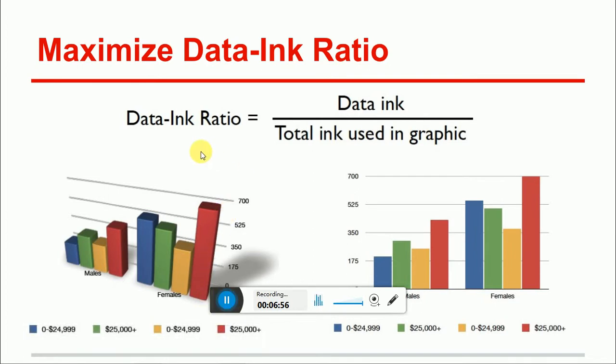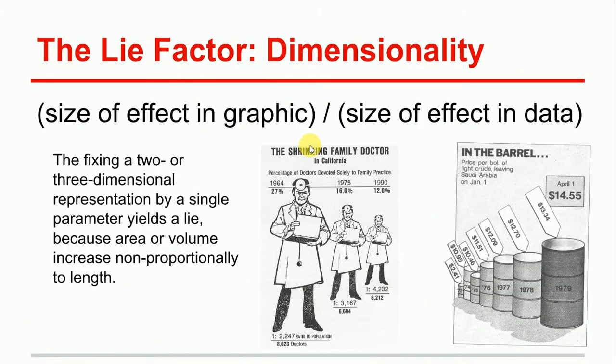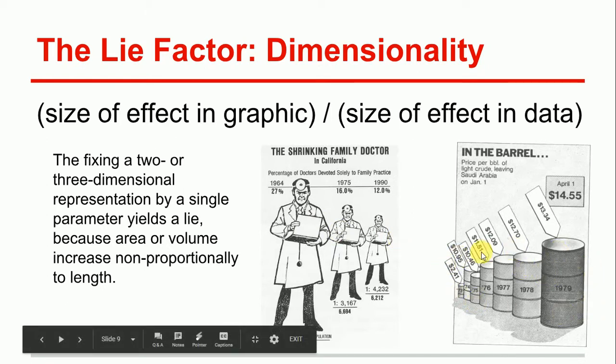So the whole point is to maximize this ratio. In other words, you should present as much data as possible by using as little ink as possible when you print these images. The other very important thing is reducing the lie factor. Get rid of it.